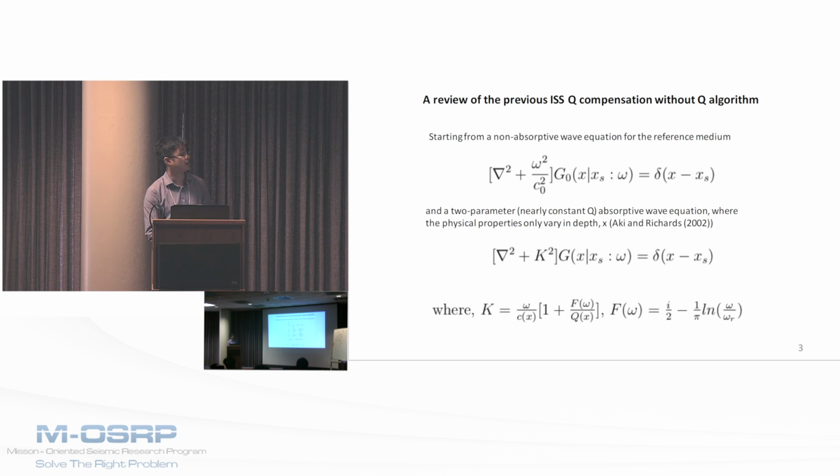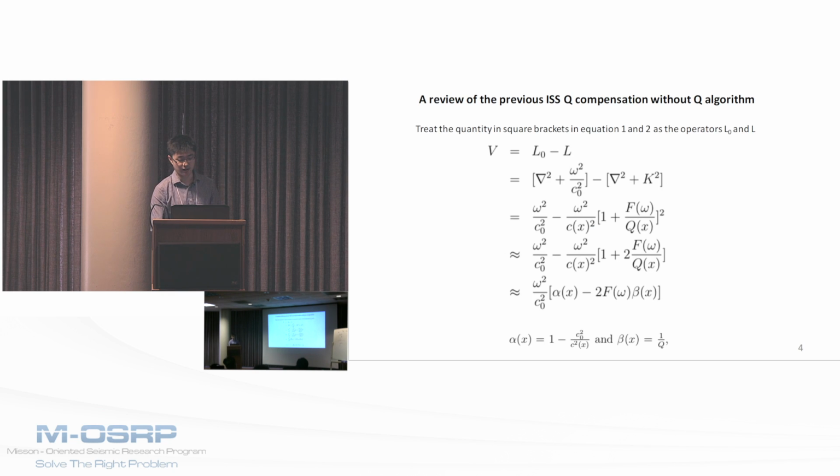So the perturbation V is L0 minus L, as we see in these two equations in the brackets. And then it's approximately omega squared over C squared times alpha minus 2f beta. Here alpha is 1 minus C0 squared, the reference wave speed, divided by C squared of x, and beta is 1 over Q.